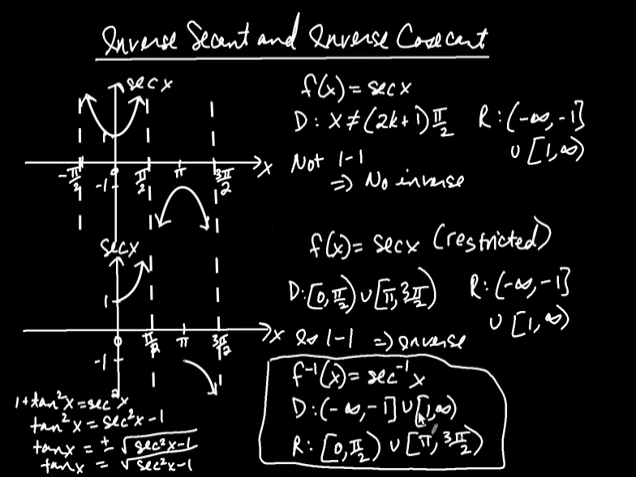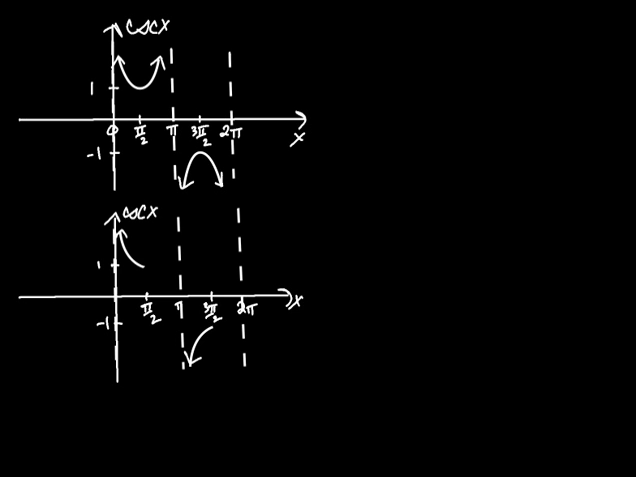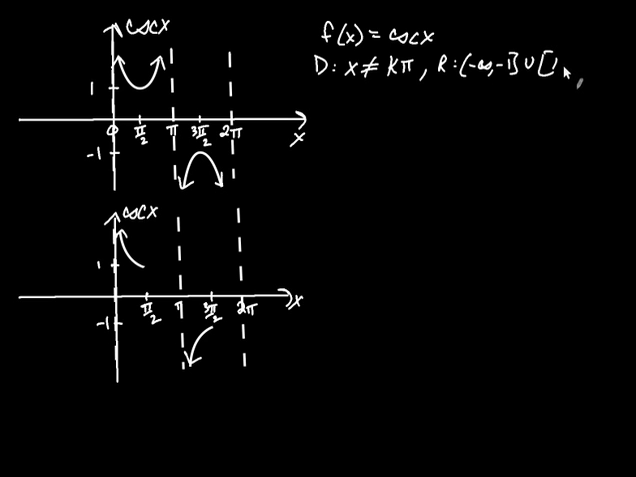Okay, now let's do something similar. So this was inverse secant. Let's do something similar now for inverse cosecant. So here I've graphed one cycle of cosecant, and once again, I can see that it's not 1-to-1. So this is cosecant, and the domain of this function, first of all, x can be anything except a multiple of pi. So x cannot be a multiple of pi. And the range, just like with secant, is negative infinity to negative 1, union 1 to infinity.